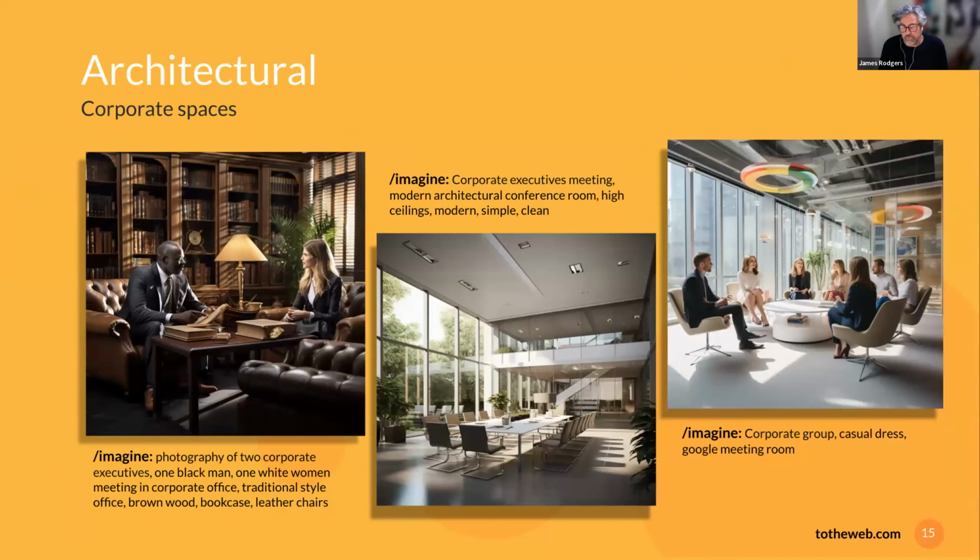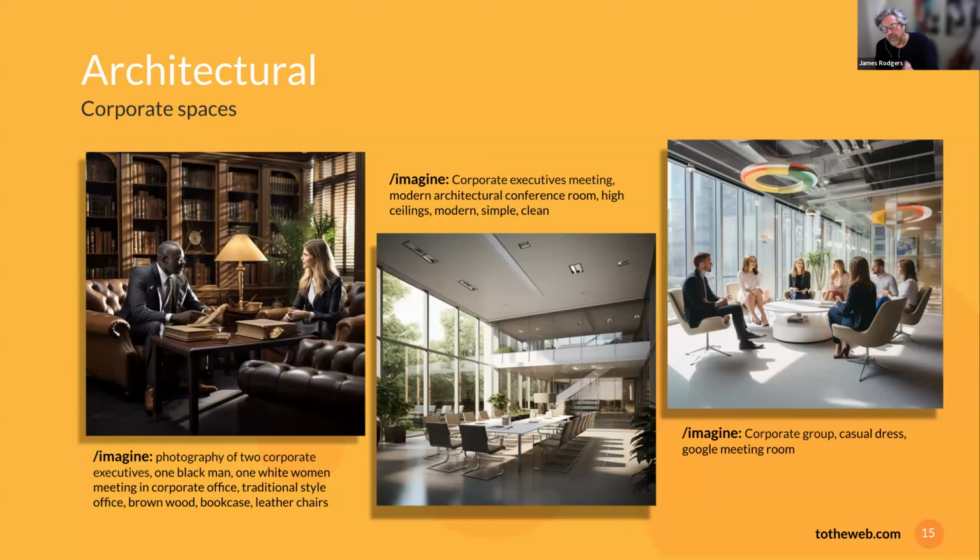So this is another very useful type of thing you can do for architectural stock photography. I intentionally did the one on the left, and I called it a traditional style office, brown wood bookcase, leather chairs. I did this because this is the kind of stuff that we used to use in stock photography. It used to look like that probably in the 90s or something, or maybe the 80s. And now the one in the middle looks more like what we might use today, what an office might look like today. But you can create different time zones, or decades, you can go back and just recreate stuff.